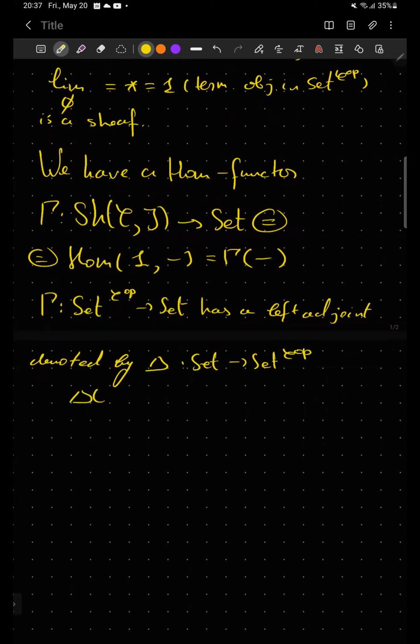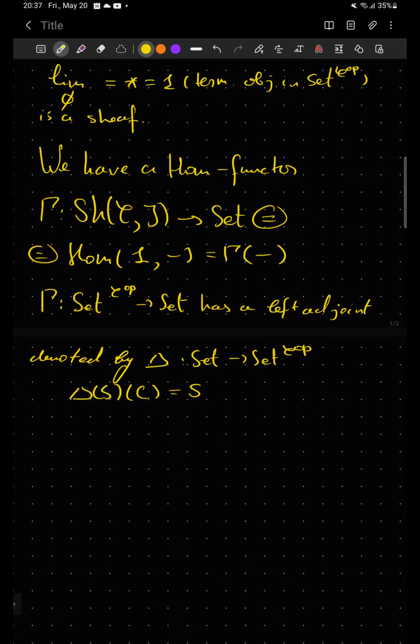So obviously, the value of this adjoint functor on a set S is a constant pre-sheaf. As we established earlier, a constant pre-sheaf is not necessarily a sheaf. However, if we compose it with the sheafification functor, we will get the left adjoint for the category of sheaves. Let me write this down.